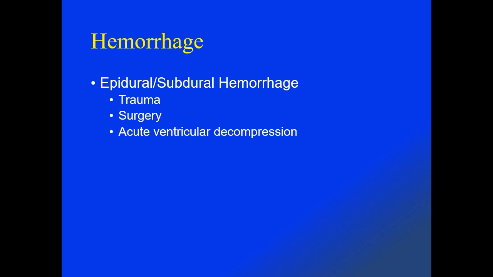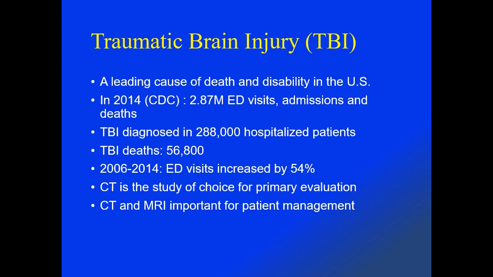As mentioned earlier, epidural and subdural hemorrhages are most commonly caused by trauma and rarely by surgery or post-surgical complication. Traumatic brain injury is a leading cause of death and disability in the United States. According to data from CDC in 2014, approximately 2.8 million ED visits, admissions, and deaths were due to traumatic brain injury.